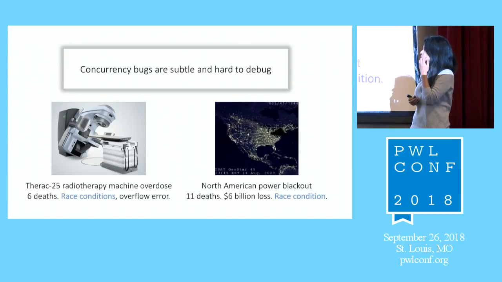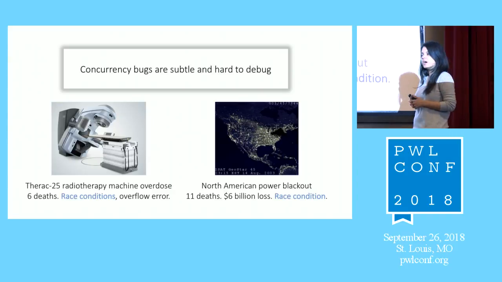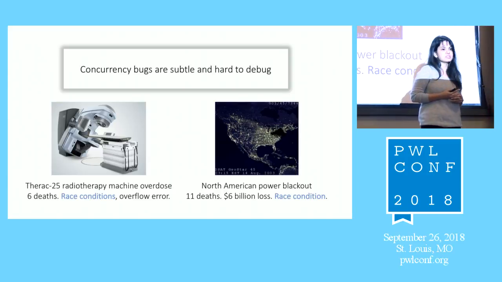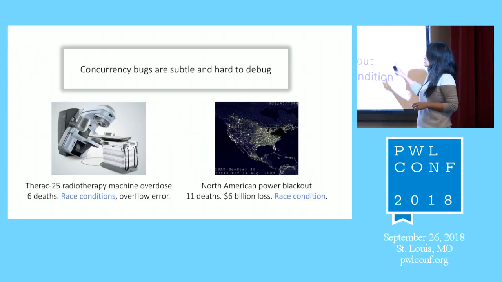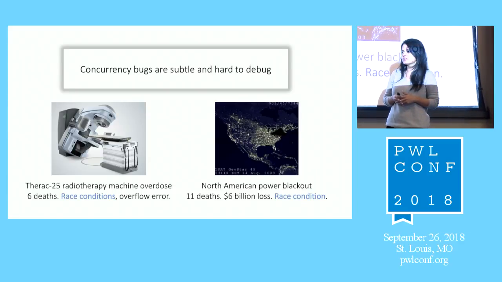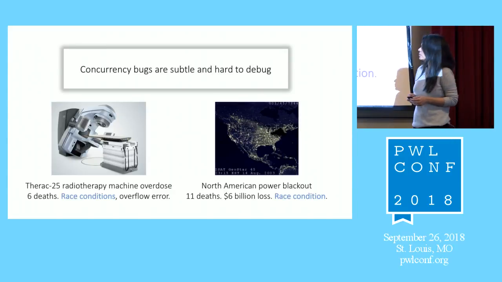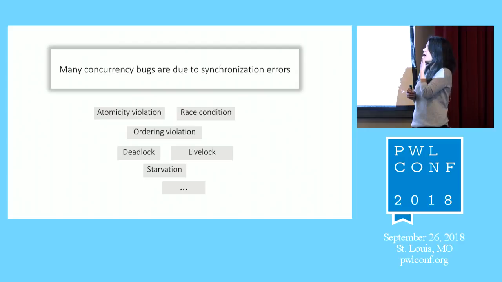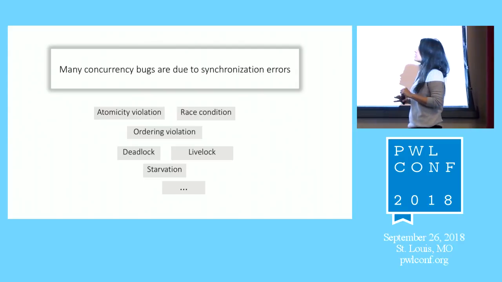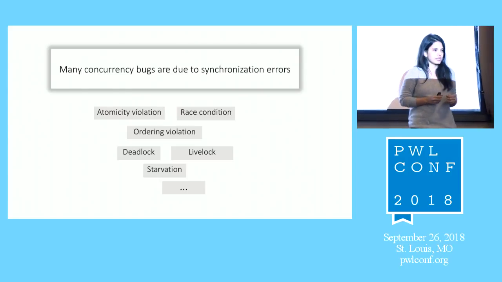In fact, two of the most catastrophic failures that we have seen due to software bugs, the Therac-25 radiotherapy machine overdose disaster and the 2003 North American power blackout, were both, at least in part, due to concurrency bugs, in particular race conditions. You might already know this, but it's interesting to note that many of these bugs, such as atomicity violations, race conditions, deadlocks, livelocks, and so on, are actually due to errors in synchronization.